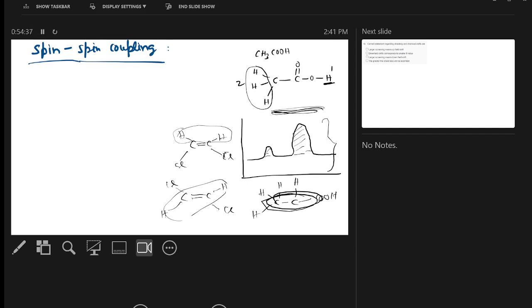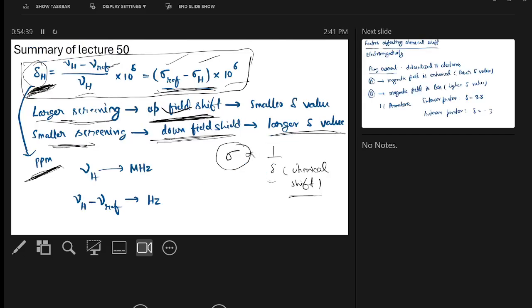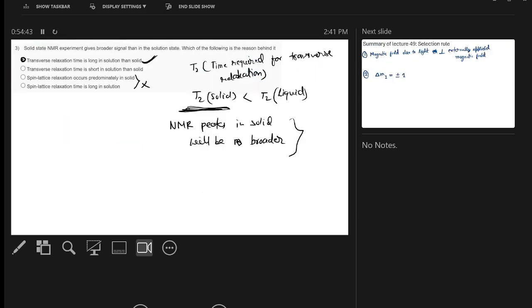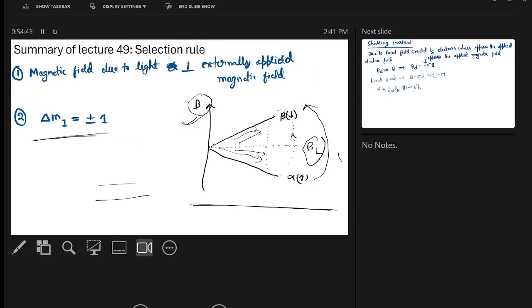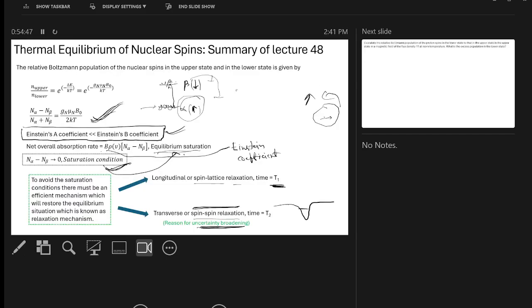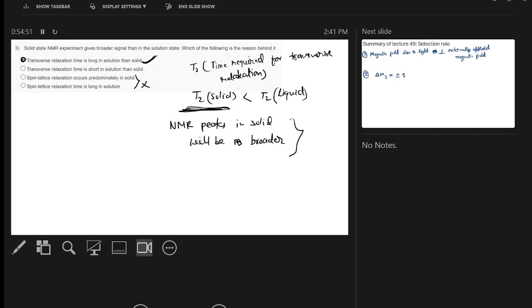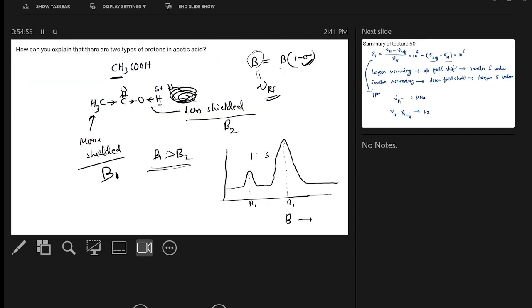So here I did not explain one thing. You can see the effect of temperature and all. You can consult the lecture on how temperature affects everything here. Why do you need low temperature? Why do you need a spectrometer with a very high magnetic field? All those things.